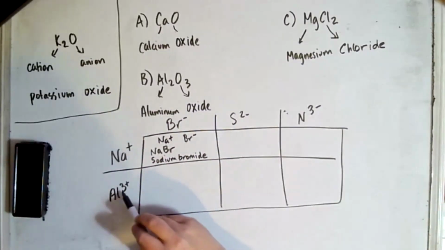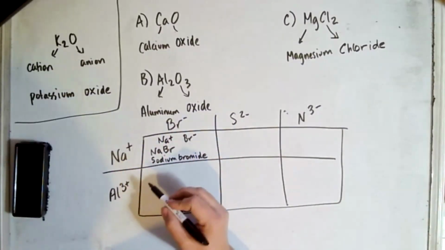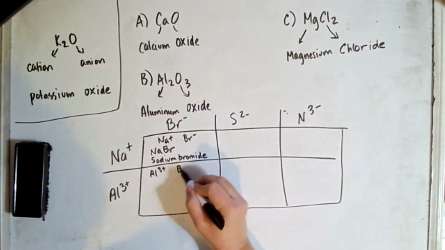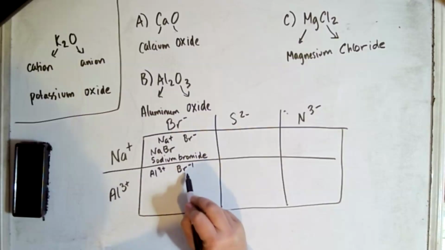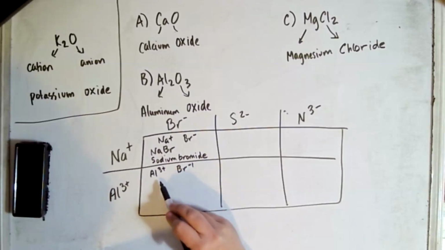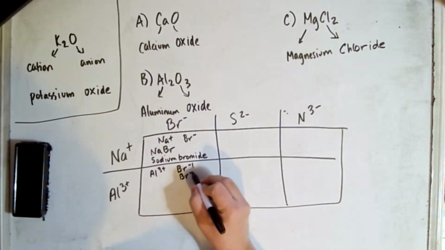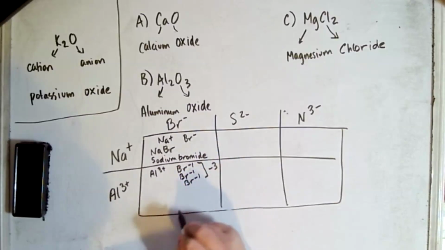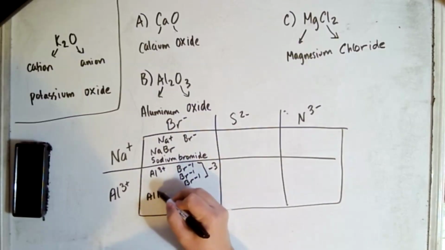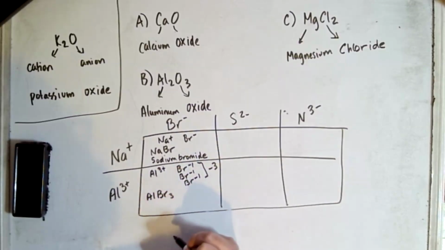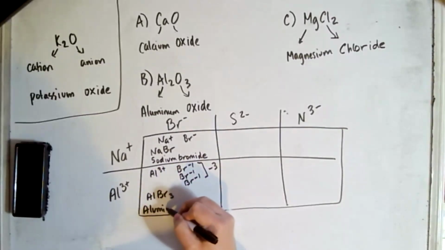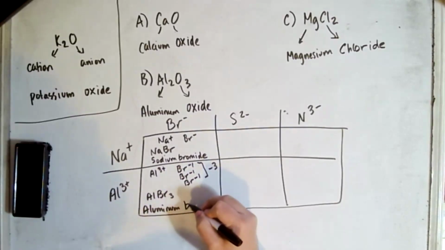For our second example down here, we have the aluminum and the bromide ion. So we'd have Al with a +3, Br with a -1. So we're going to need 3 bromide ions for every 1 aluminum ion. You can sketch it out for yourself if it makes it easier. That's going to get us our -3 to counteract our +3. So our formula for that is going to be AlBr3. And our name is just going to be aluminum bromide.